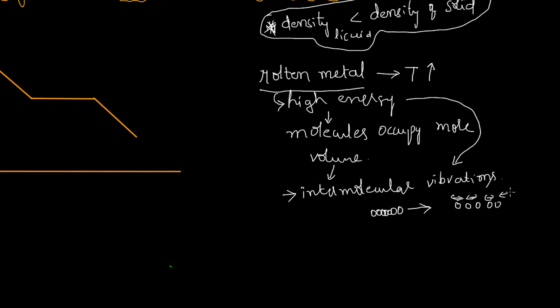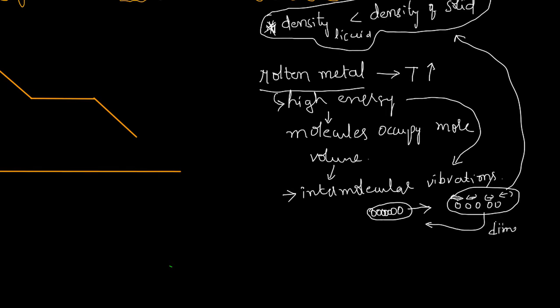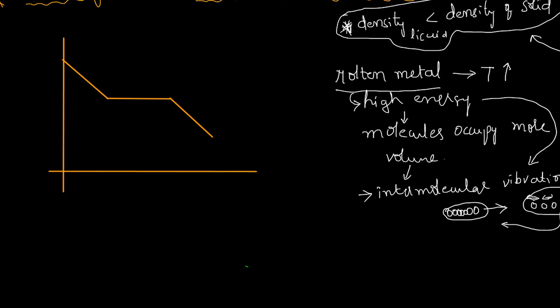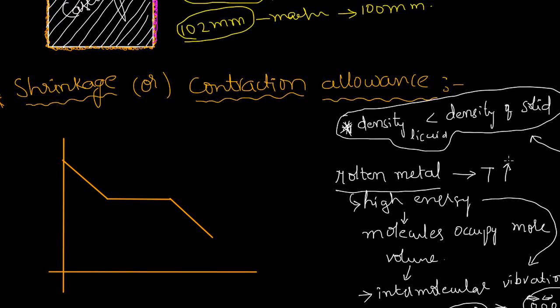So definitely, when compared to these, these molecules occupy more volume. That's why liquid has high volume when compared to solid. So after solidification, definitely this will come again to this shape. So that's why the dimensions will get reduced. Dimensions will get reduced. That's why we have to give some shrinkage allowances. Okay. So what are the three stages where these things may happen?